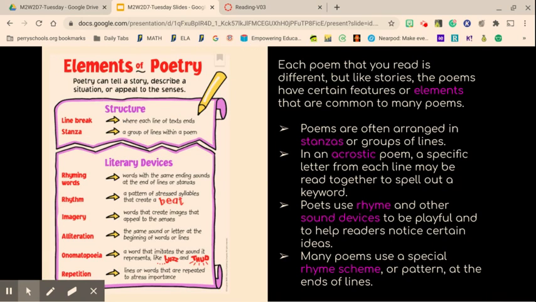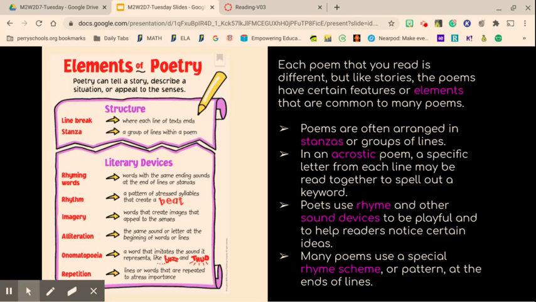So we're going to be reading poetry, and each poem that we read is a little bit different, but like stories, poems have certain features or elements that are common to many poems. So one of the things about how poetry is written is that they're arranged in stanzas or groups of lines. So they kind of look like your paragraphs, what we would see in a story, but they're called stanzas.